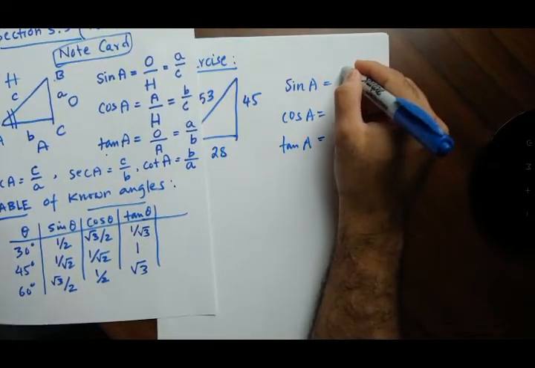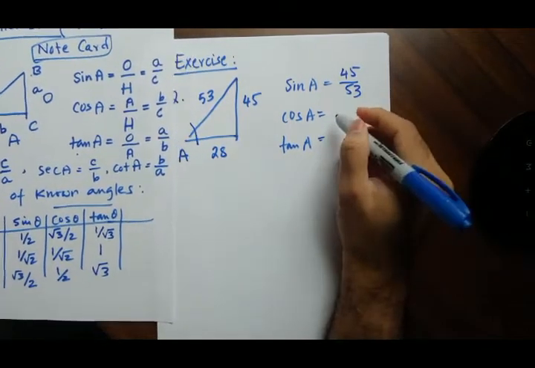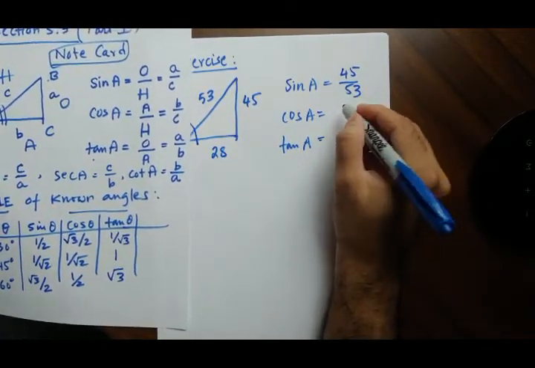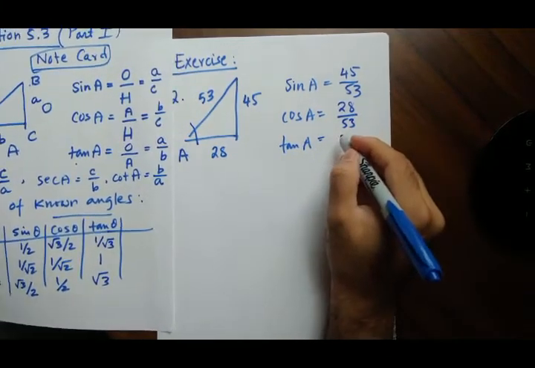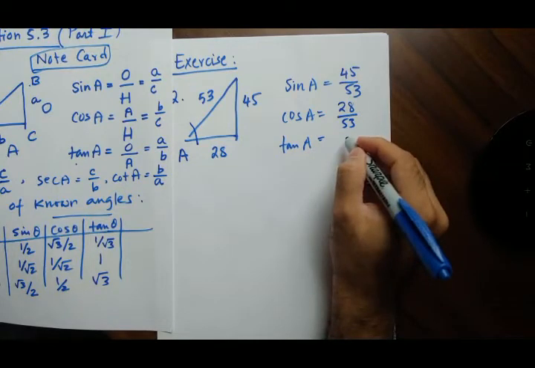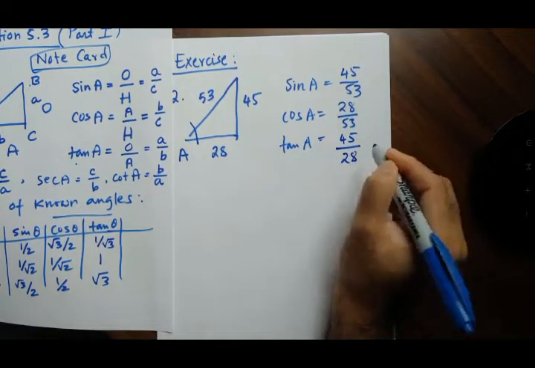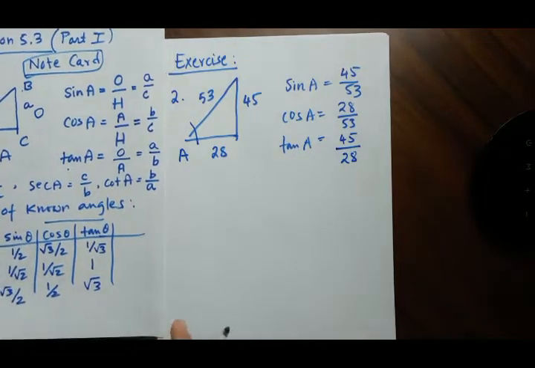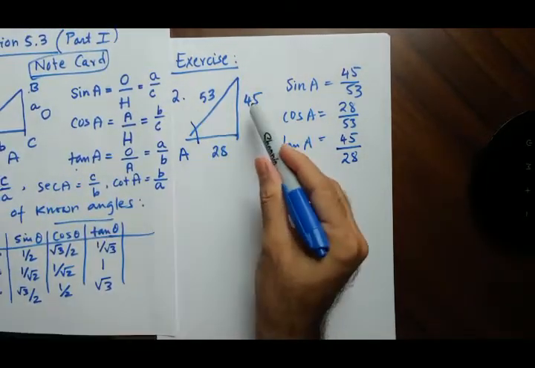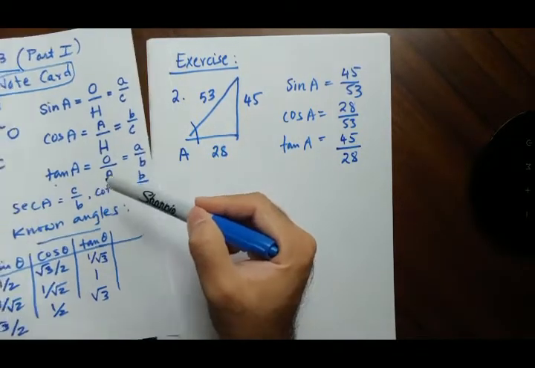Sine A, O over H, will be 45 divided by 53. Cosine A will be adjacent over H, that will be 28 over 53. And the tangent will be O over A, that will be 45 over 28. So that's what you need from this triangle. This is one type of problem. I can give you a triangle with all the sides given to you, and you just apply this formula right here.